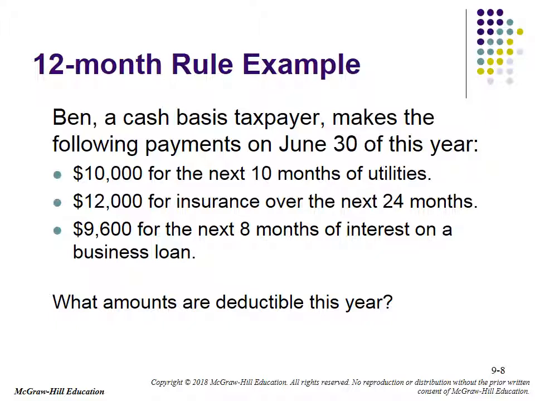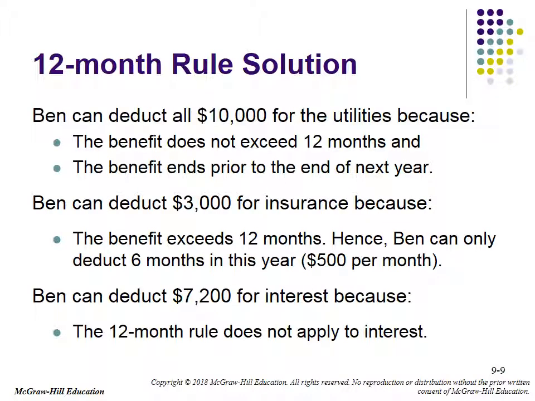Ben is a cash basis taxpayer, makes the following payments on June 30th of this year: $10,000 for the next 10 months of utilities, $12,000 for insurance over the next 24 months, $9,600 for the next 8 months of interest on a business loan. So these are all prepaid expenses, which would normally be capitalized. Is it deductible? Well, Ben can deduct all $10,000 for the utilities because this benefit does not exceed 12 months, and the benefit ends prior to the end of next tax year.